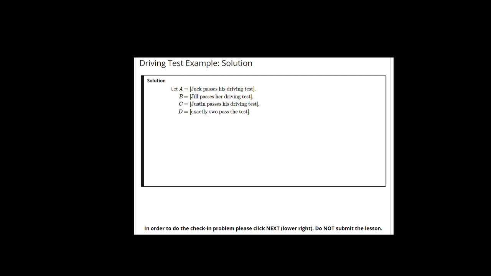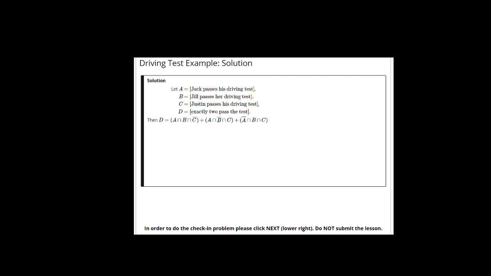Solution. Let A be the event that Jack passes the test, B the event that Jill passes, and C the event that Justin passes the test. Suppose D is the event that exactly 2 pass the test. Then we can write D as a union of 3 mutually exclusive events, 3 possibilities.